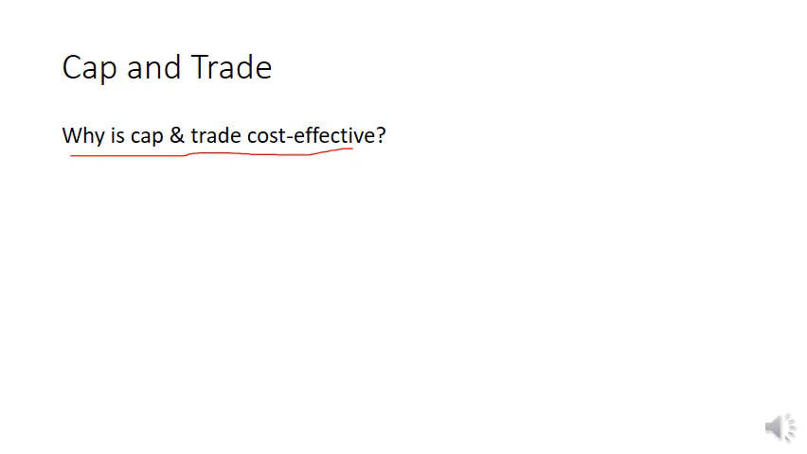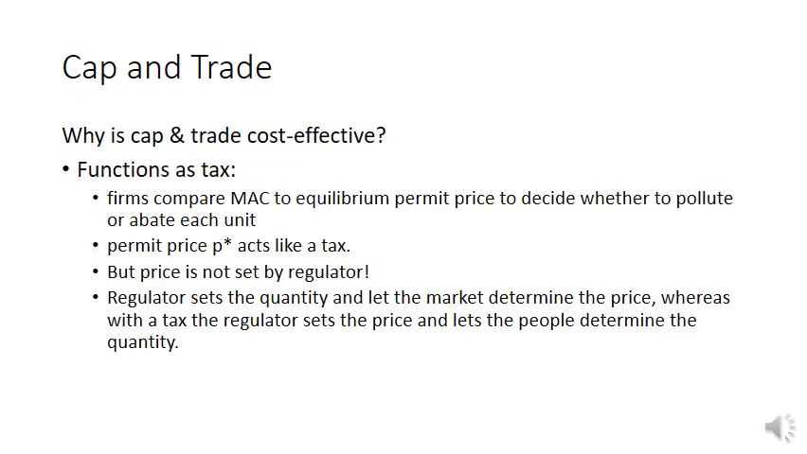Take a minute to think about it on your own, and then we'll close out this lecture with the answer. Cap and trade is cost effective because it functions as a tax. We saw this a few slides ago, but what firms do is they make their optimality decision by comparing marginal abatement cost to the price of a permit in equilibrium, and they decide whether they want to pollute and buy a permit, or abate. So that price of a permit, that equilibrium price, acts like a tax.